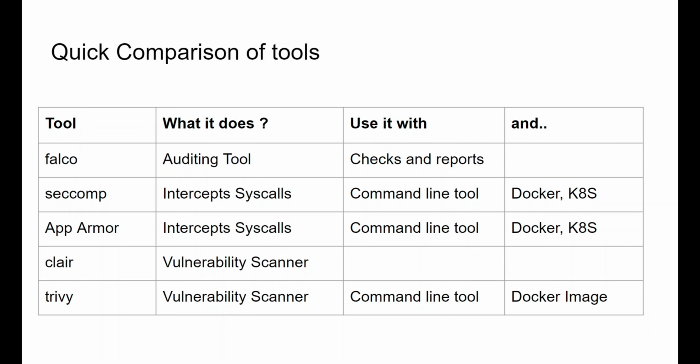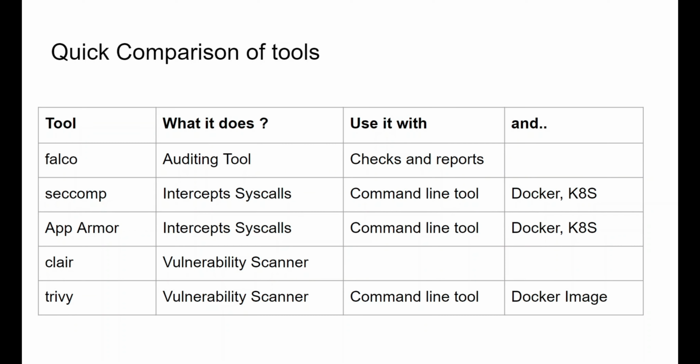Clair and Trivy are vulnerability scanners. Clair is more complex. I think it has its own application with its database. I honestly haven't used it much. So if one of you has actually used it, maybe you can tell us in the comments how exactly it works. Trivy, on the other hand, is another vulnerability scanner.